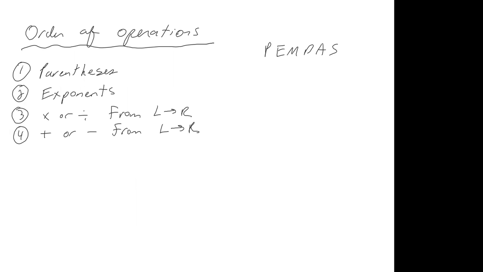So if you had something like 8 divided by 2 times 3, you're actually going to do the division first. If you do the division first, you get 4 times 3, because 8 divided by 2 is 4, and then you get 12. But if you did it the other way around, you'd get a different answer than 12. You'd get 8 divided by 6 if you do the multiplication first, which is definitely not 12.